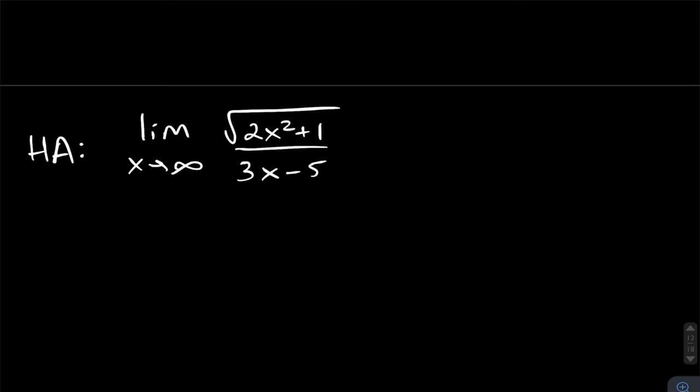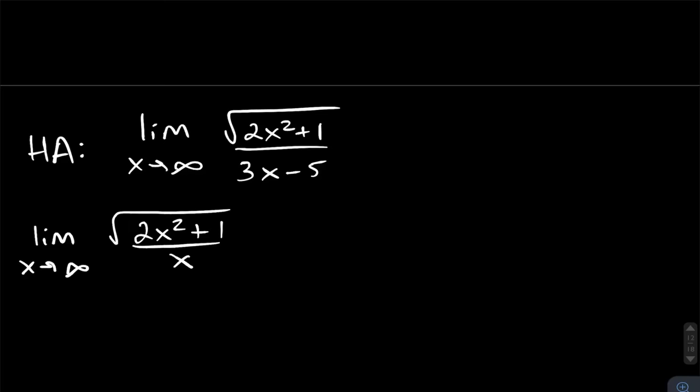Now for the limit as x approaches infinity, I'm going to divide by the highest power on top and bottom, because it is the same here. You can think of the x squared and the square root canceling out, as I mentioned earlier. So really you can think of the highest power being x instead of x squared. I'm going to divide top and bottom by x. So we write this as the limit as x approaches infinity of the square root of 2x squared plus 1 all over x. The x is not in the square root. I'll make that a little clearer. That's all over 3x over x minus 5 over x.